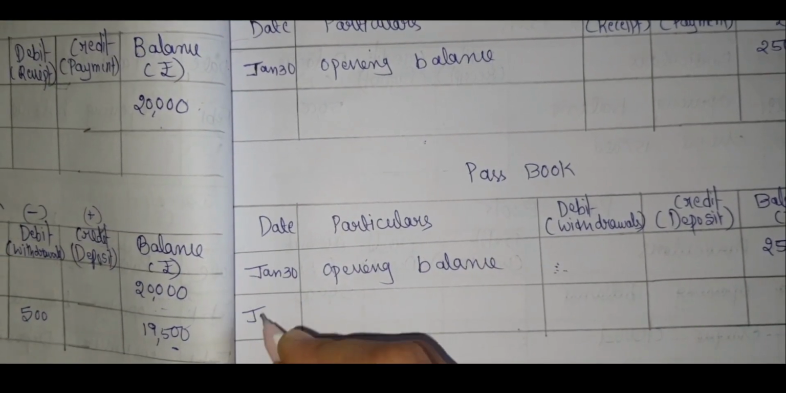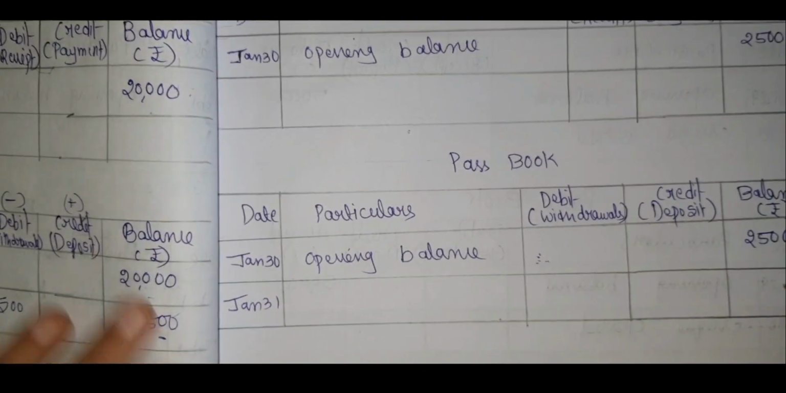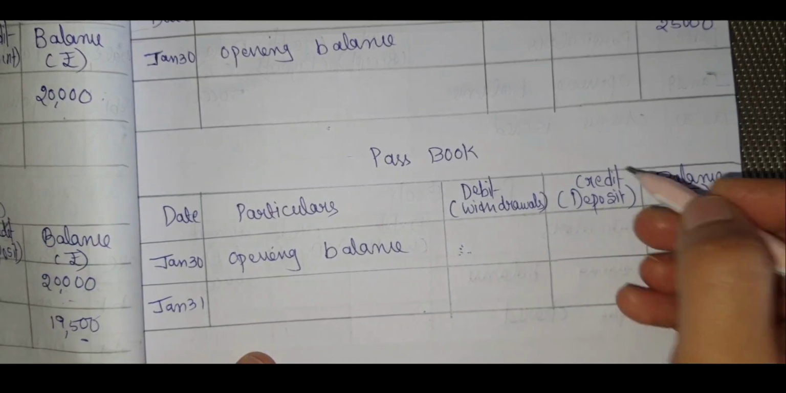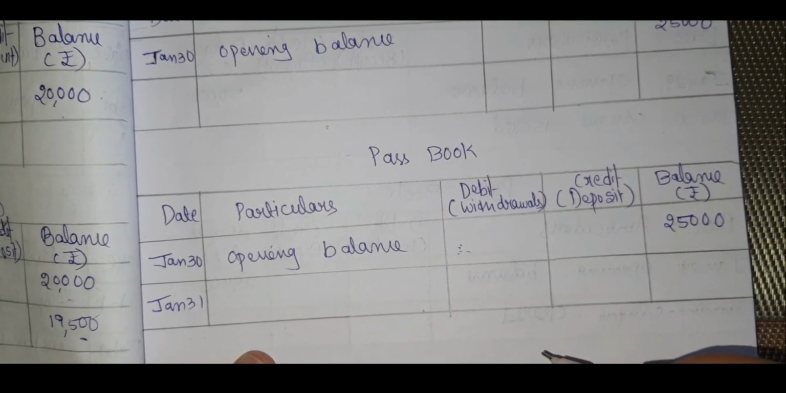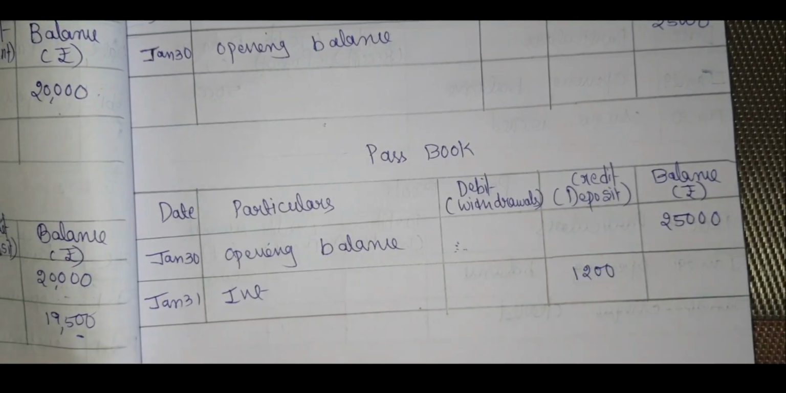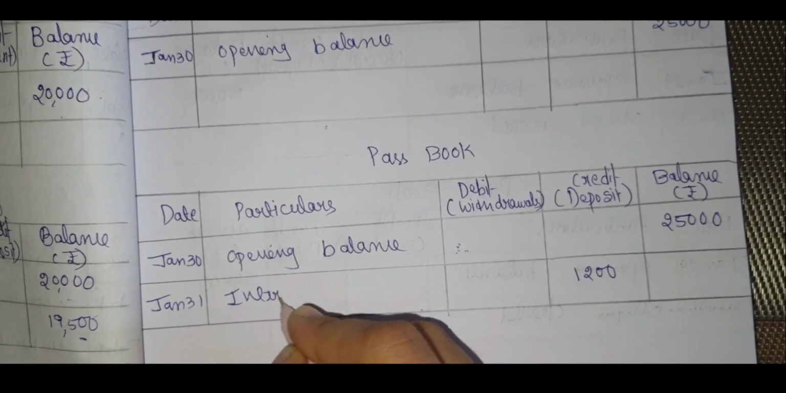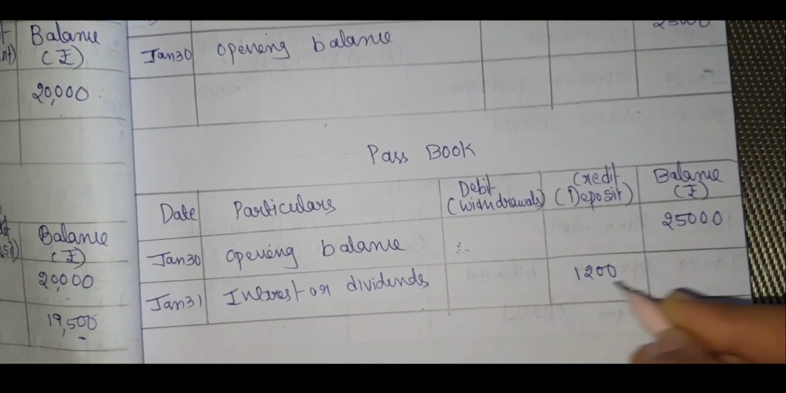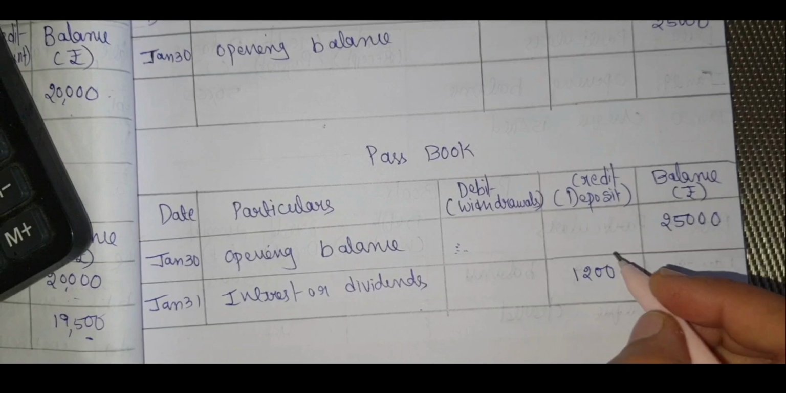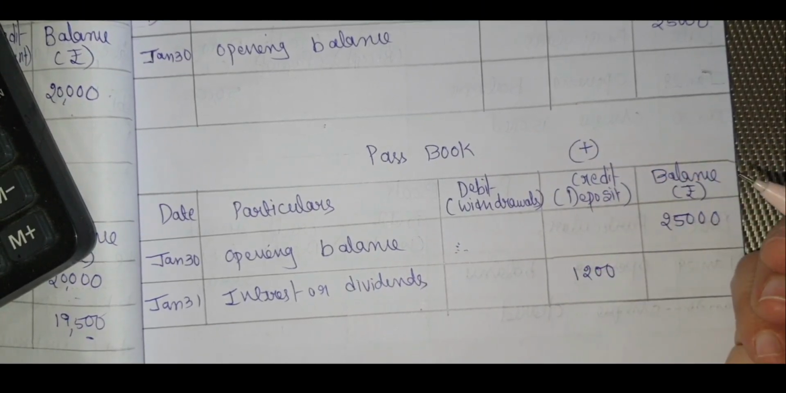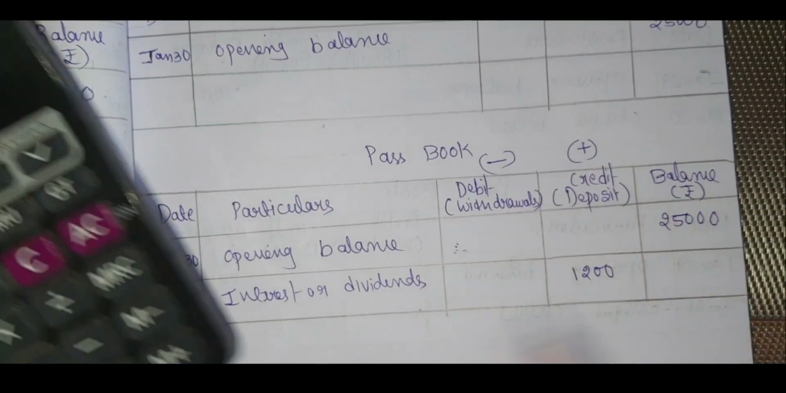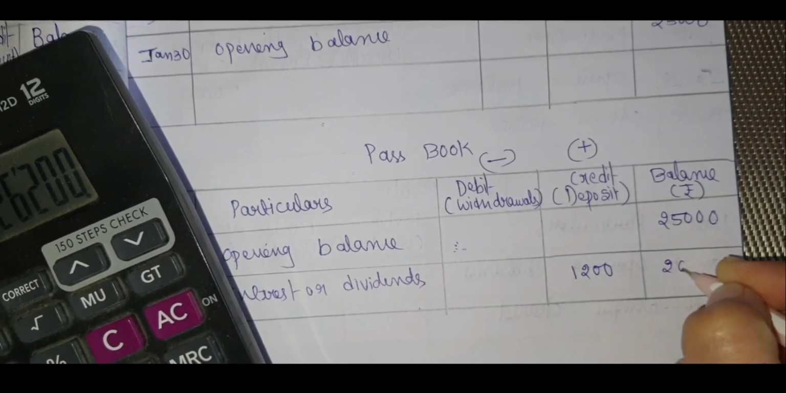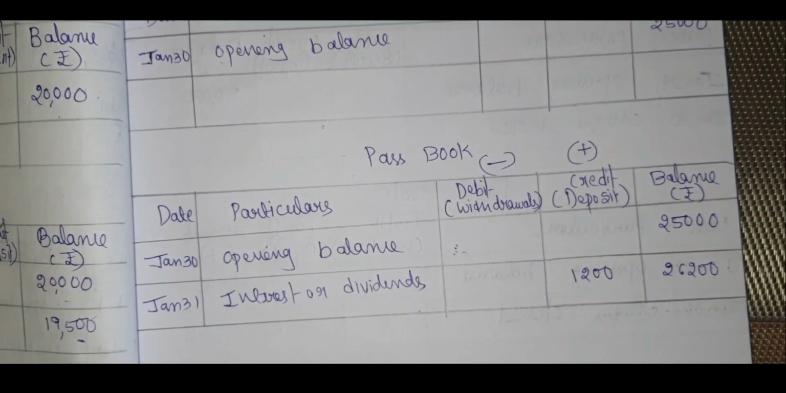On Jan 30th, the opening balance is rupees 25,000. And on Jan 31st, the bank credits rupees 1,200. Credit means it deposits the interest or dividends, that is rupees 1,200. We add all the deposits in the passbook, and deduct all the withdrawals in the passbook. So rupees 25,000 plus 1,200 is rupees 26,200. Now make the comparisons.